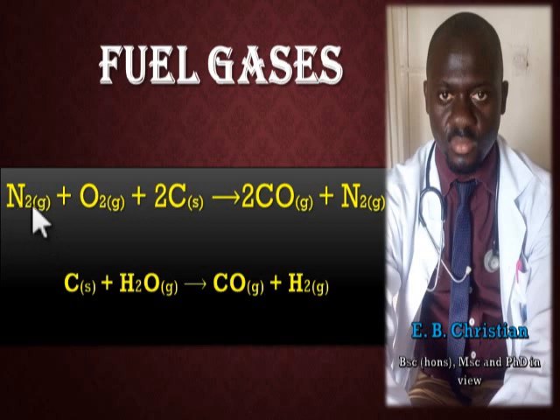So when nitrogen gas combines with oxygen gas, and then in the presence of carbon solid, it gives you carbon monoxide and nitrogen gas. So that is the reaction that leads to the formation of producer gas. Then when carbon solid combines with steam, that is gaseous water, it produces carbon monoxide and hydrogen gas, and that is water gas.